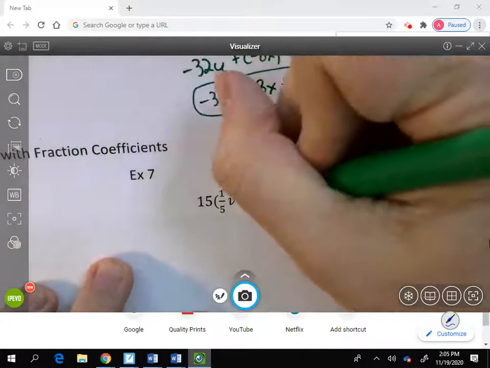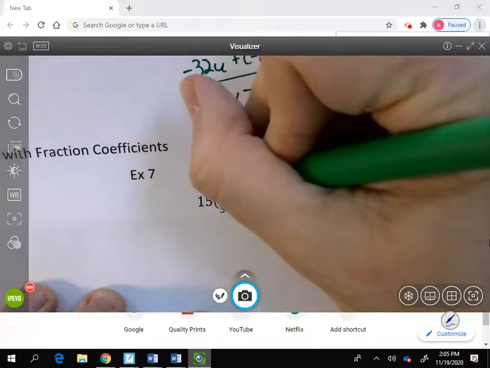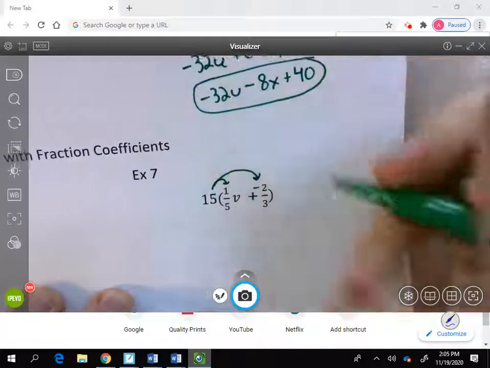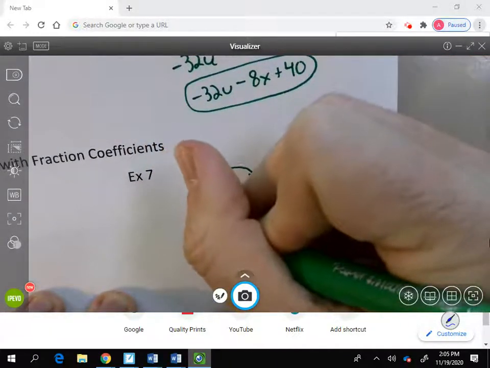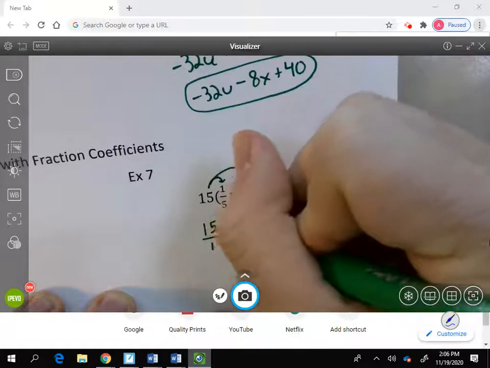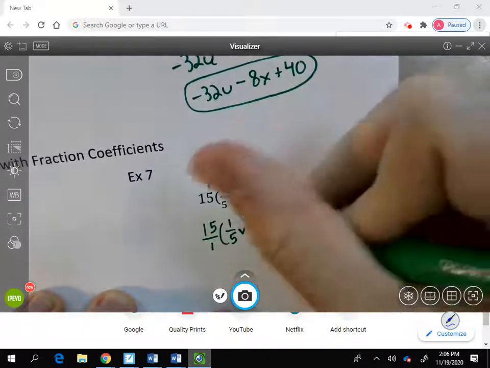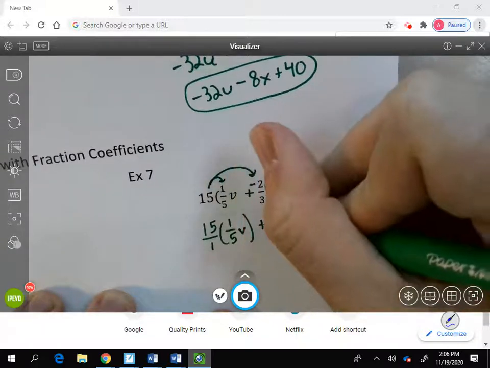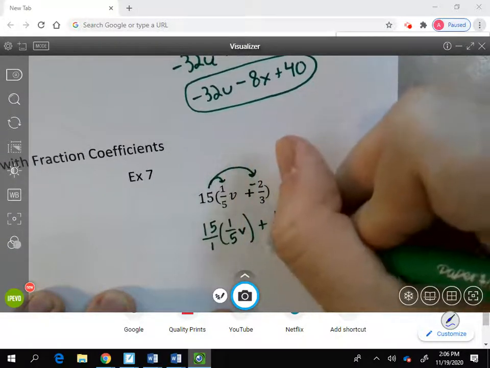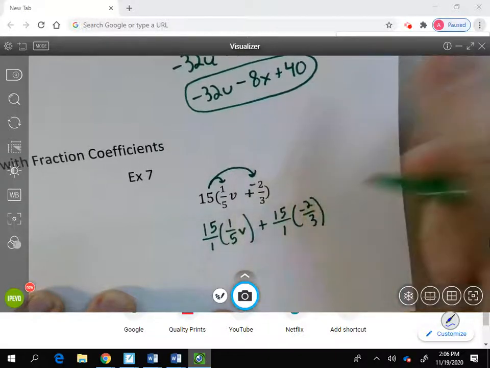And again, I'm going to change this every single time to plus a negative. I'm going to take that 15 and let's go to both. So watch how I write this. I'm going to write this as 15 over 1 times 1 over 5. That's the same thing as 15 times 1/5. Just going to make it a little bit easier when we cross cancel. And we can multiply this by negative 2 over 3.